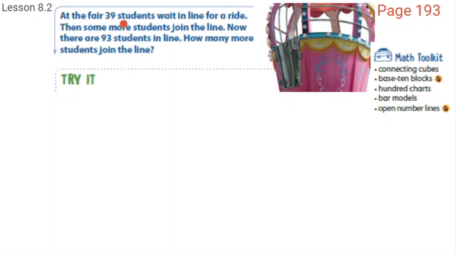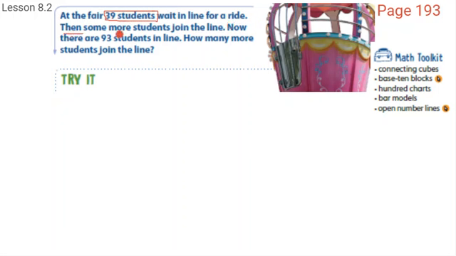At the fair, 39 students wait in line for a ride. Then some more students join the line. Now there are 93 students in line. How many more students join the line? Let's take a look. At the fair, 39 students wait in line, so we know that there are 39 students to begin with.